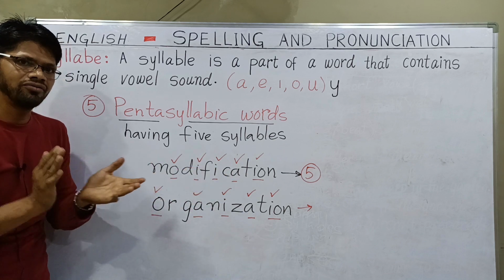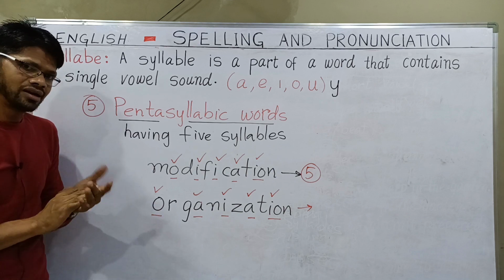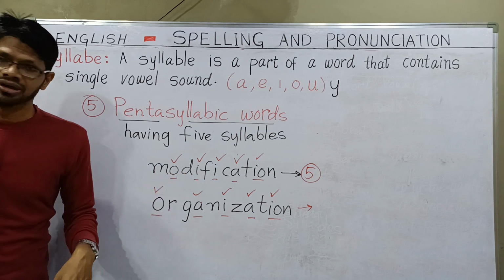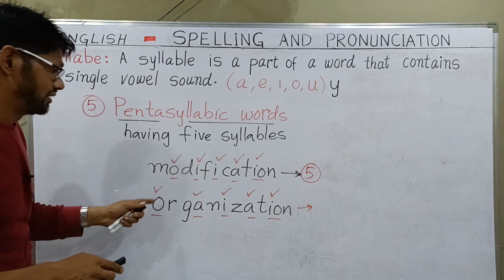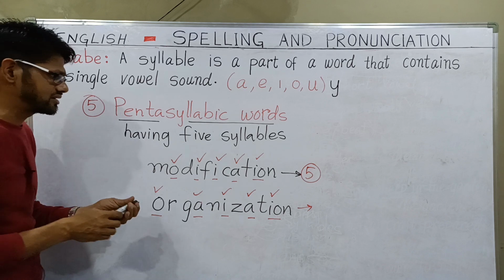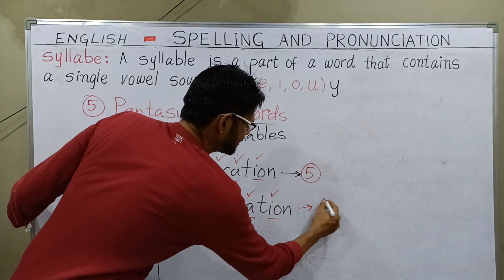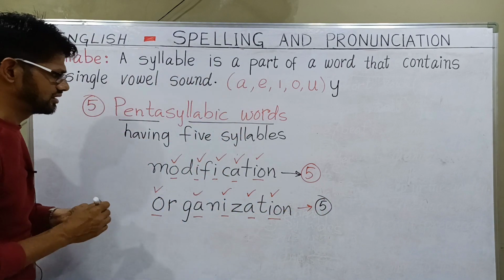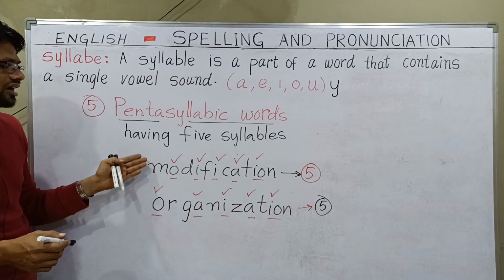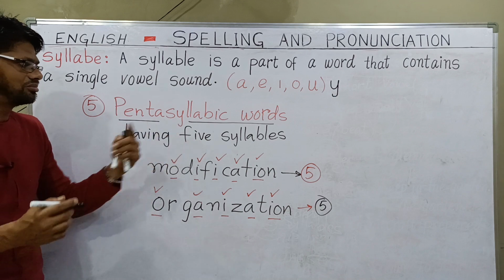Modification. 5. Organization. So you can easily count vowel sounds or syllables in a word by clapping, or other methods, like jumping. Many different methods are there, but the simple method is just clapping. So modification has 5 vowel sounds, organization has 5 vowel sounds. 5 vowel sounds mean 5 syllables.